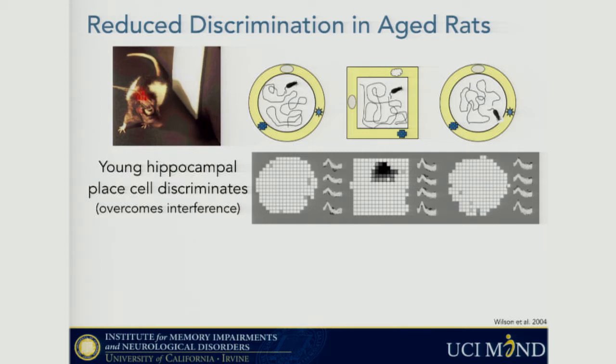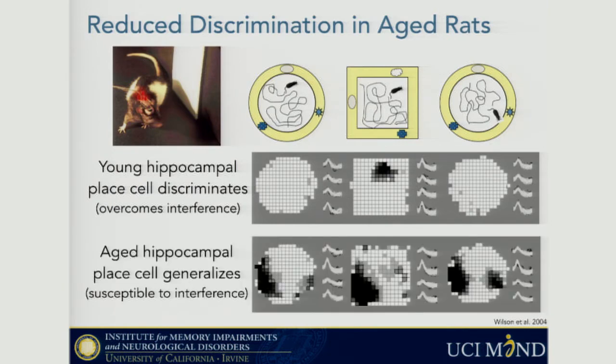And in fact, the cells in the hippocampus can do that discrimination. This cell doesn't really fire in this environment, but it fires heavily in this location, in this environment. You put the animal back in the old environment and that cell stops firing. That cell can discriminate between those two environments very well.